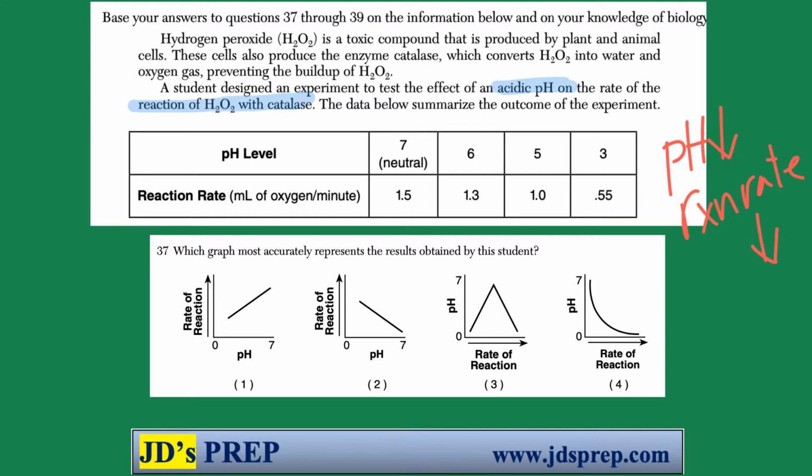Okay. Looking at the graphs, we're looking for the graph that most accurately represents the results obtained by the student. Obviously, these don't have really specific scales, so we're just looking for a trend here. And we want to see a trend where pH goes down, reaction rate goes down, pH goes up, reaction rate goes up. So there's a couple that are fairly obviously wrong. This guy right here, this guy right here. And then these two both have that kind of really basic linear relation, but this number one shows that as pH goes up, the rate of reaction goes up. So that is our answer. On to the next question.